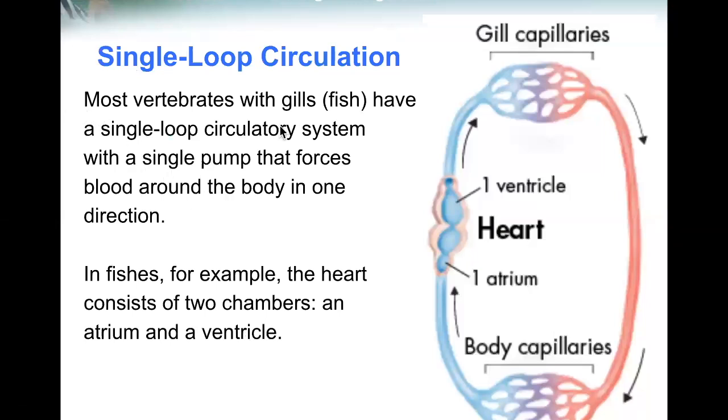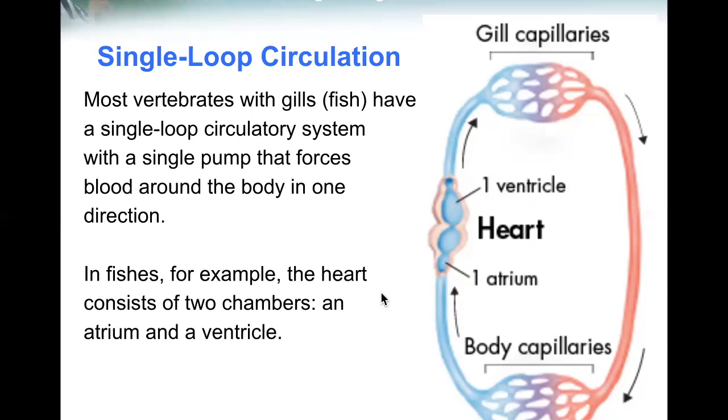Most vertebrates with gills, commonly fish, have a single loop circulatory system with a single pump that forces blood around the body in one direction. Here's the heart. One ventricle pushes into the gill capillaries to oxygenate the blood, goes through to body capillaries to exchange oxygen for carbon dioxide and to deliver nutrients and remove waste, returns back to the atrium and then back to the ventricle again to continue the cycle, exchanging in the gills to get rid of waste and receive oxygen.